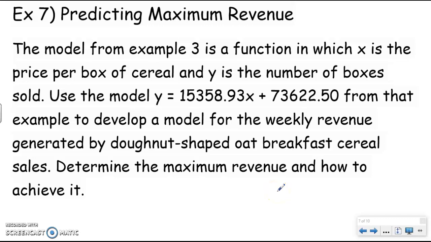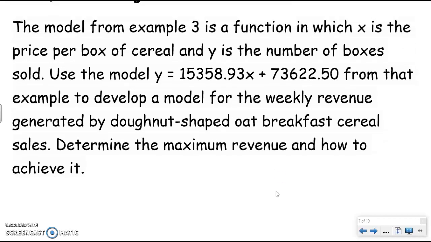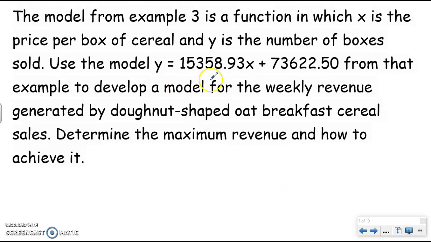Okay, we are going to continue on with some modeling problems. This first problem that we're going to do actually uses a linear modeling problem that was earlier in this section, so if you need to look back at example 3, you can. But essentially, the model from example 3 is a function in which x is the price per box of cereal and y is the number of boxes sold. This model can help us compare the two.